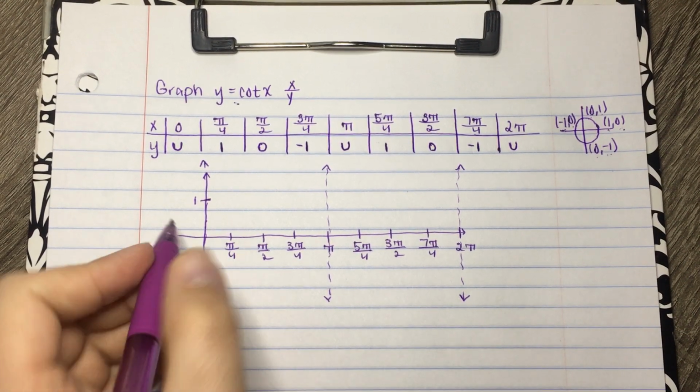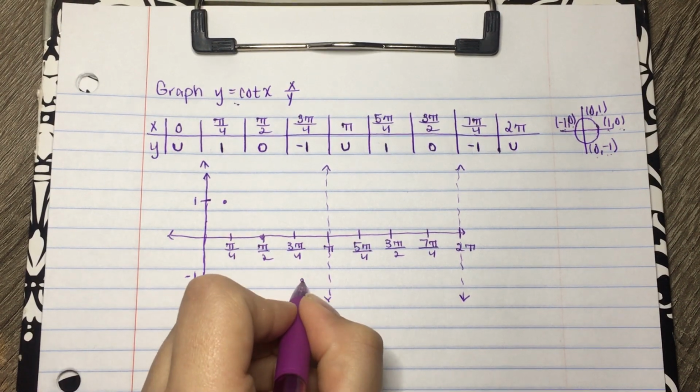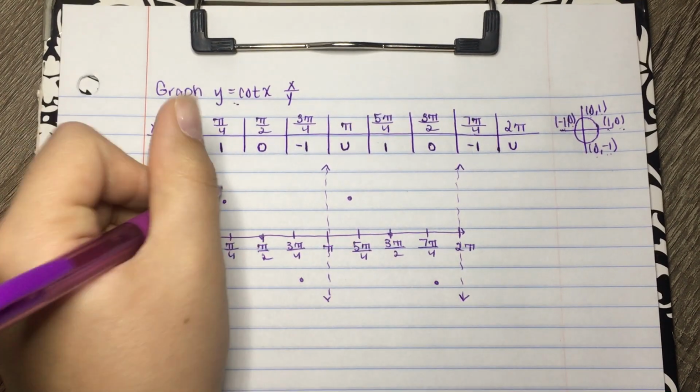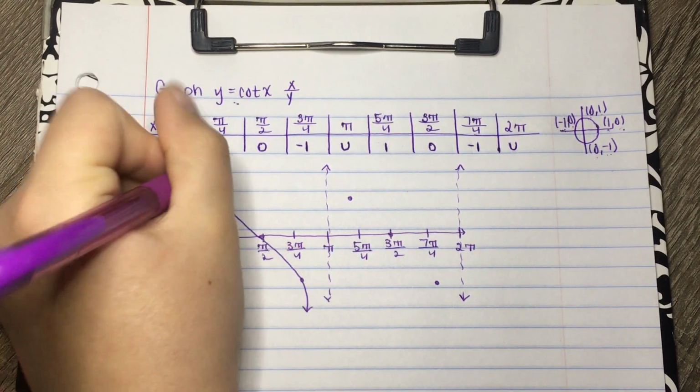Now we're just plotting the points from the chart. So we have pi over 4, 1, pi over 2, 0, 3 pi over 4, negative 1. And then we have that same shape over here. Comparing our cotangent graph to our tangent graph, we should be noticing a few things.